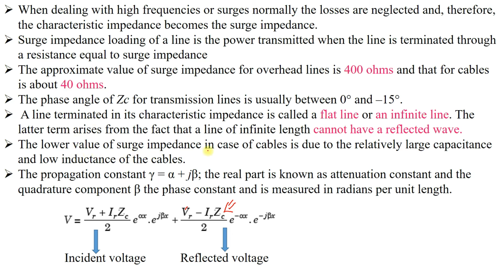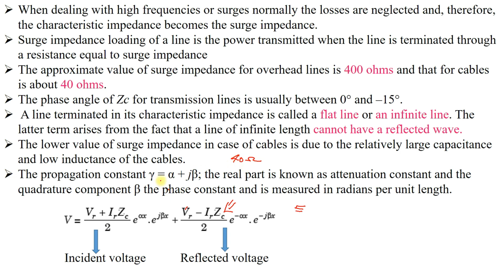And the lower value of the surge impedance in case of cables, we have seen the typical value of the surge impedance of the cable is 40 ohm. It is because of the relatively large capacitance of the cable and low inductance of the cable, because in case of cable the separation between the conductors is very small compared with the overhead transmission line. So the capacitance between the different lines will be higher in case of cable, and the value of the surge impedance will be less in case of cable.